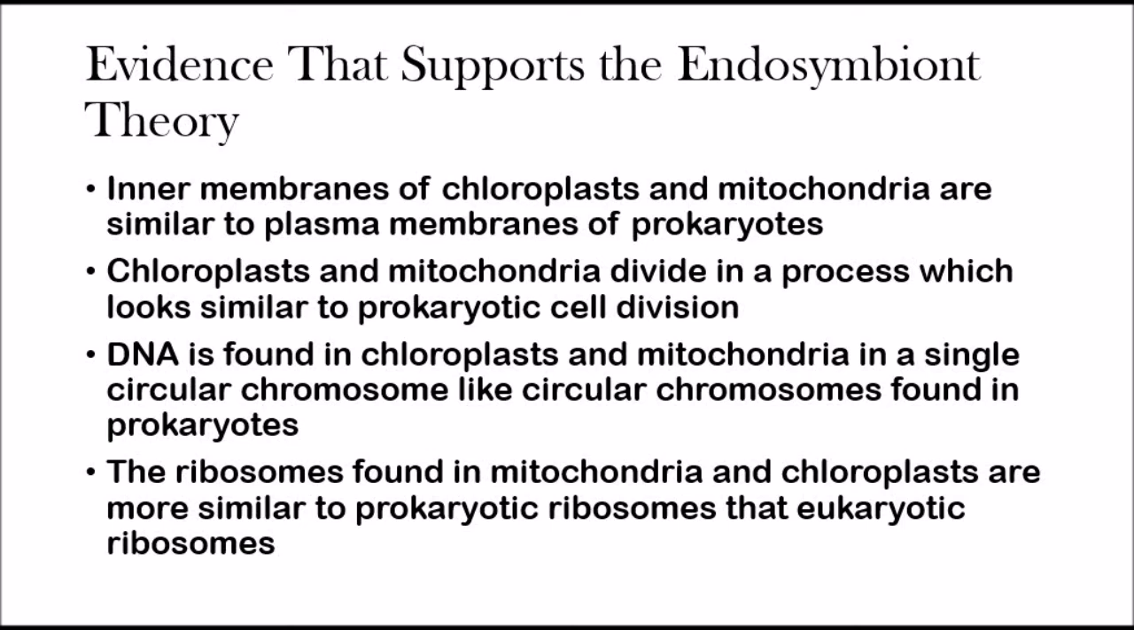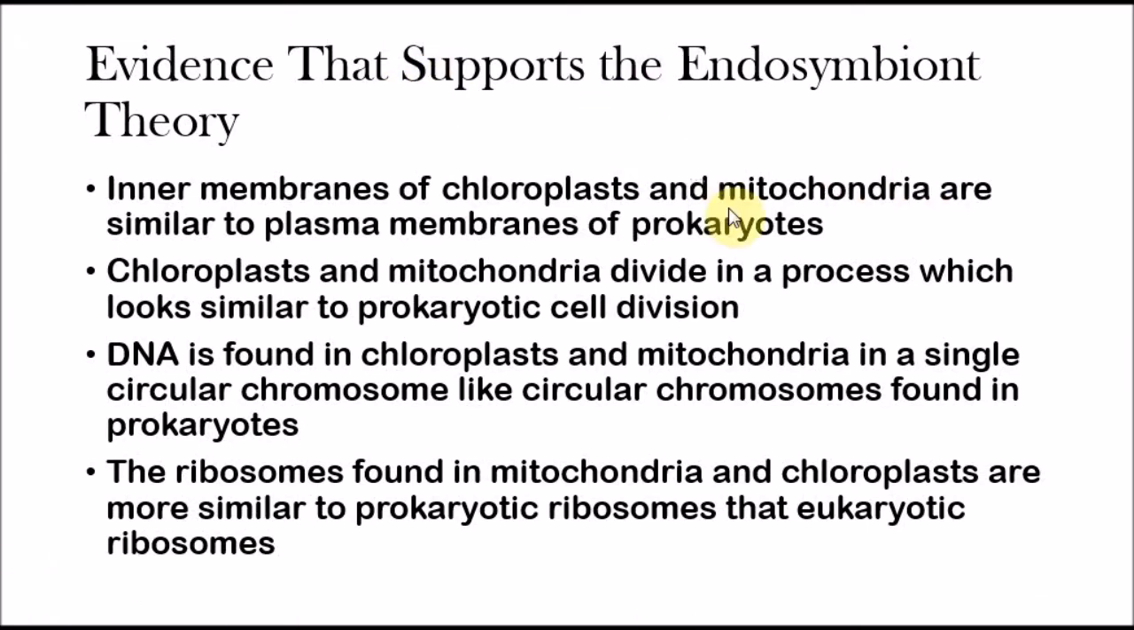The final piece of evidence that supports the endosymbiont theory is that the ribosomes found in mitochondria and chloroplasts are more similar to prokaryotic ribosomes than eukaryotic ribosomes. If you don't know what a ribosome is, ribosomes are basically the factories for the cell. They create materials, they create proteins. That's besides the point. Just note these 4 bullet points. These are the big evidence that supports the endosymbiont theory.